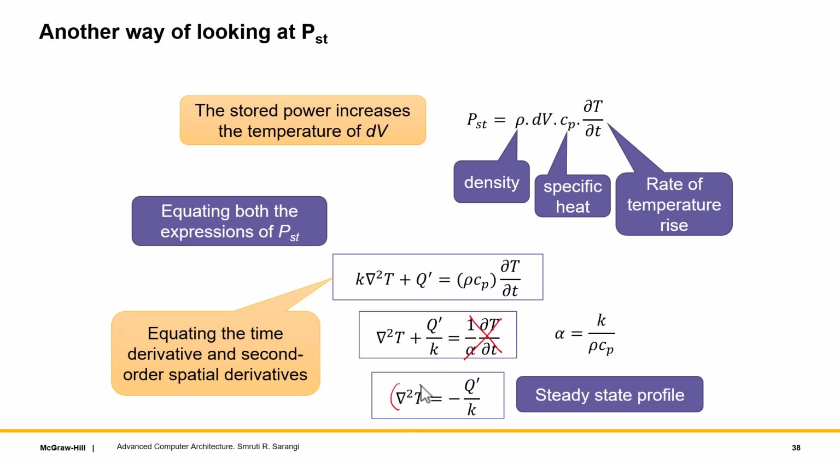Then nabla square T is equal to the negative of the internal heat generation, which basically means that whatever is the spatial derivative is somehow being counteracted by the internal heat generation, leading to 0. So you can interpret this equation in many different ways, but the key idea is that we have a spatial derivative on one side and a time derivative on the other side. So this equation that we just derived is known as the Fourier equation of heat transfer. So this is the Fourier equation.